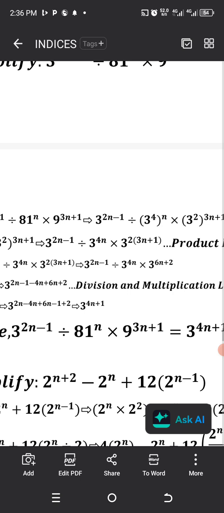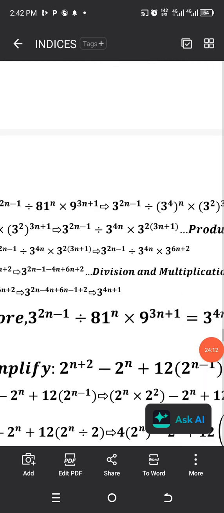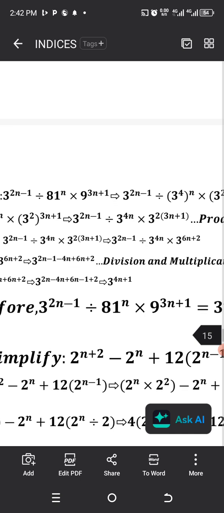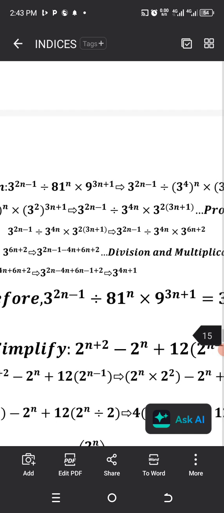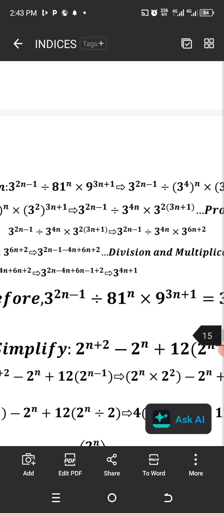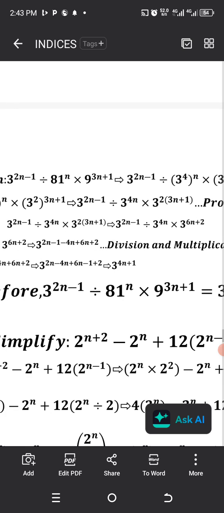So we now have 3 raised to power 2n minus 1 divided by 3 raised to power 4n multiplied by 3 raised to power 6n plus 2. And eventually you can use Bodmas rule, and also you can apply it directly. Here I apply directly, I apply both division and multiplication law. Once they have a common base, which is 3, everything is subtracted and added together.